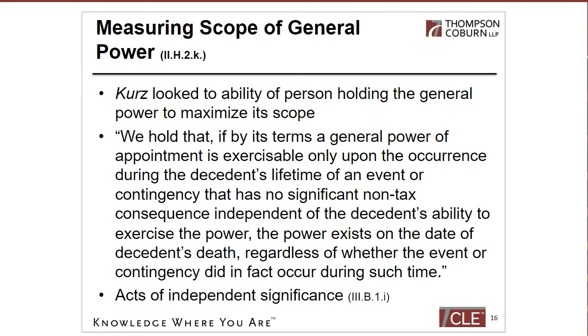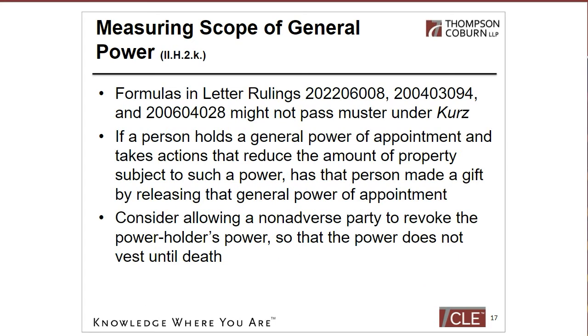And now you see I have a quote here from the KERS case, and you can talk about it has no significant non-tax consequence independent of the deceased's ability to exercise the power. And so what would be some kind of an independent consequence? Fortunately, there's a section in my material that talks about acts of independent significance. So you can go there to get some examples of some things that are okay. But I'm concerned that the formulas in the 2022 and the older private letter rulings might not pass muster under KERS. So I personally would not recommend using something directly from those private letter rulings.